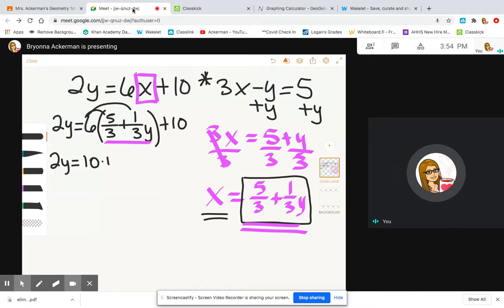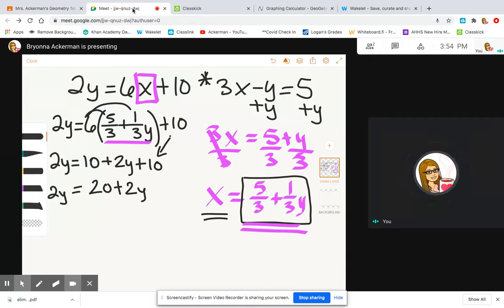6 times 1/3 y. Well, 6 times 1 is 6, the numerator. And then 6 divided by 3 is 2. So it's going to be plus 2y. And then I still have this 10 over here, so I need to bring this 10 down, plus 10. Okay. So now I'm going to do 10 plus 10. So I get 20 plus 2y, and then I get 2y.